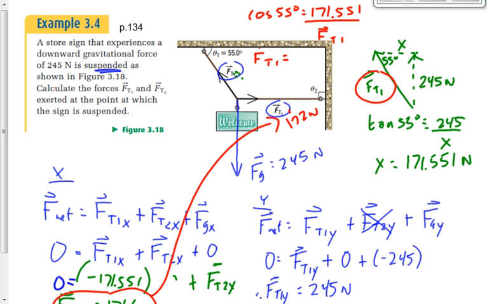What does that work out to be? 171 divided by cos 55. Sorry? 299? So now I'm done.